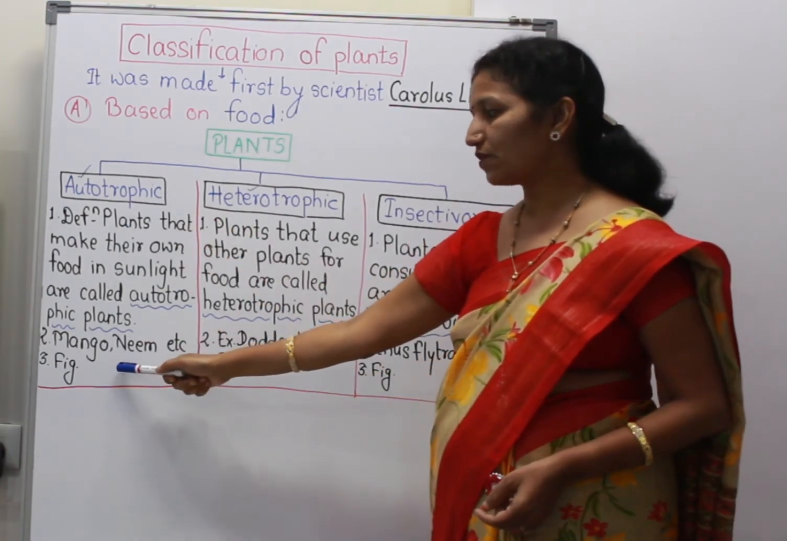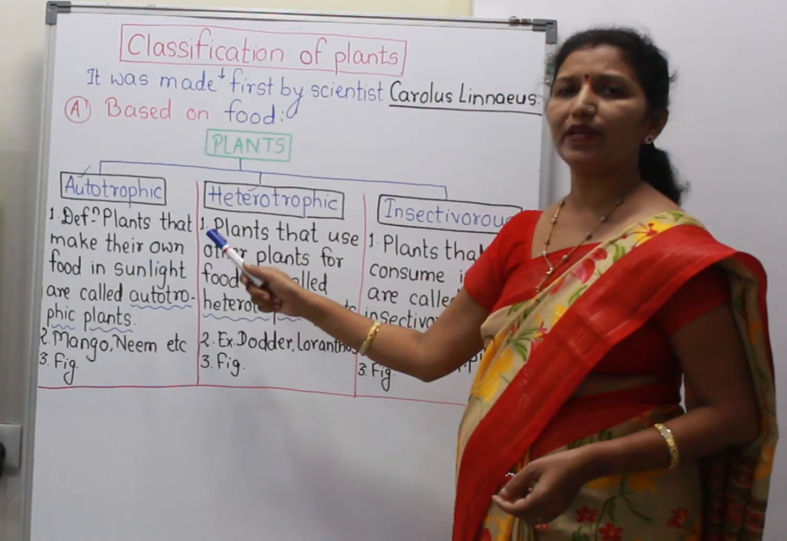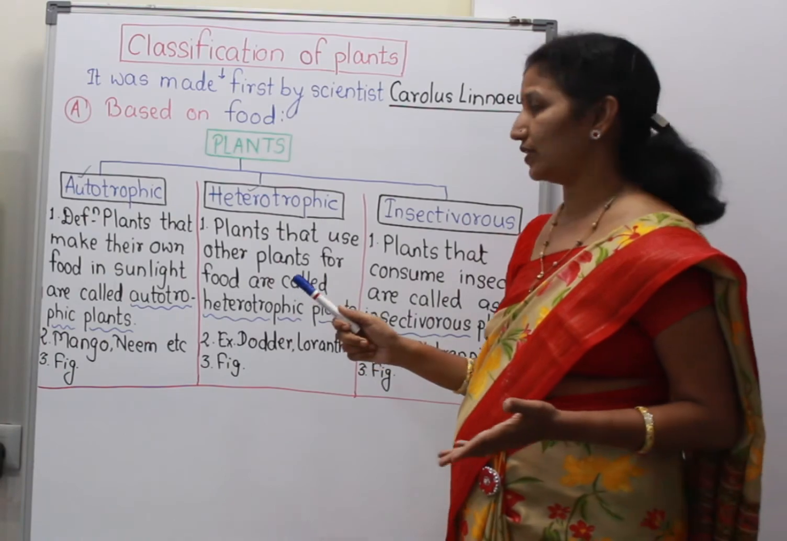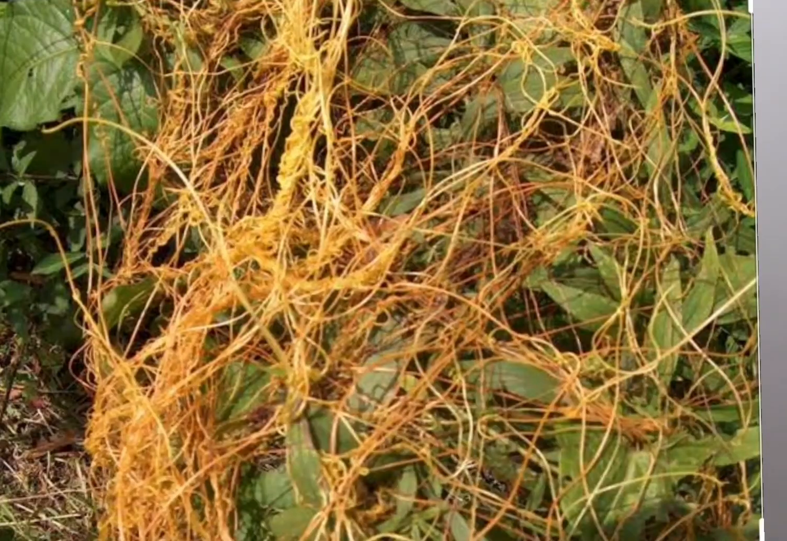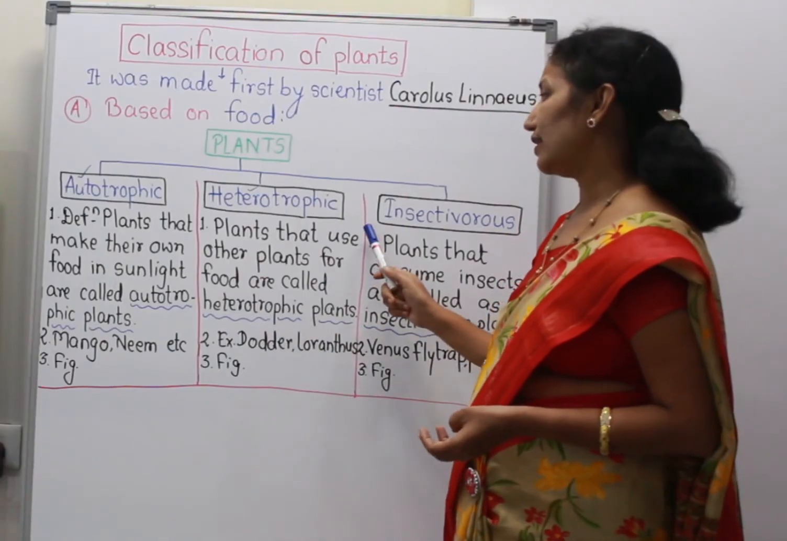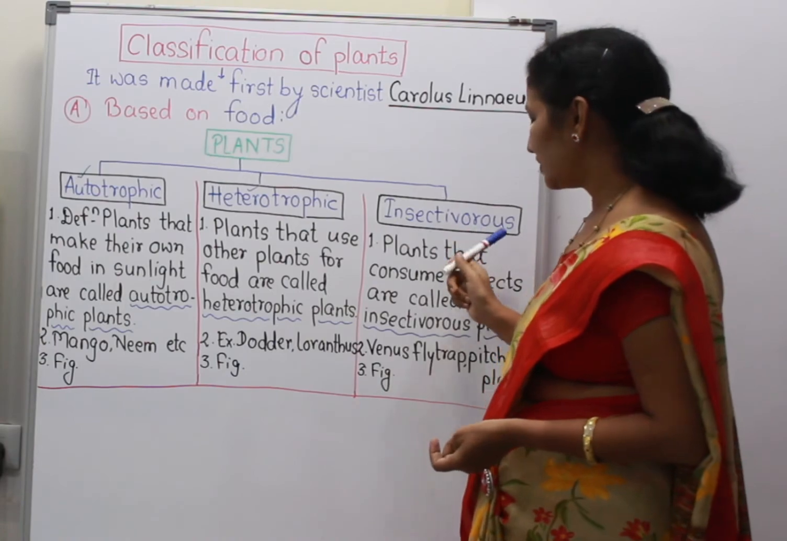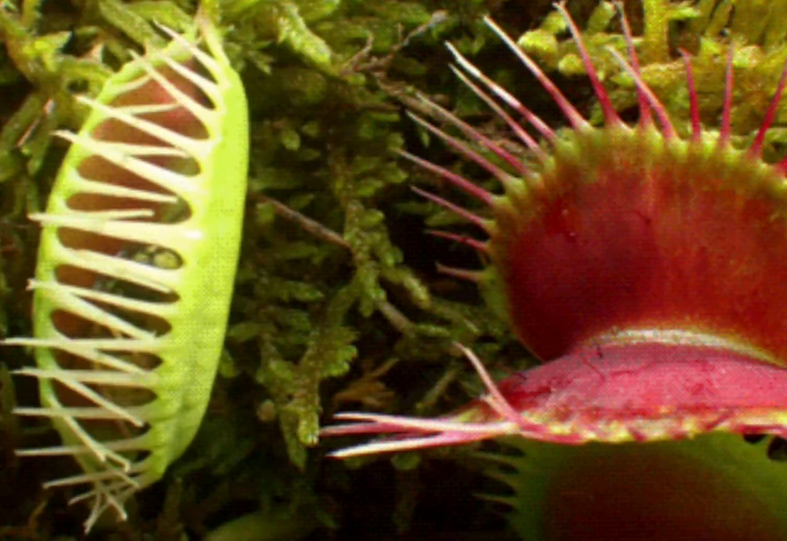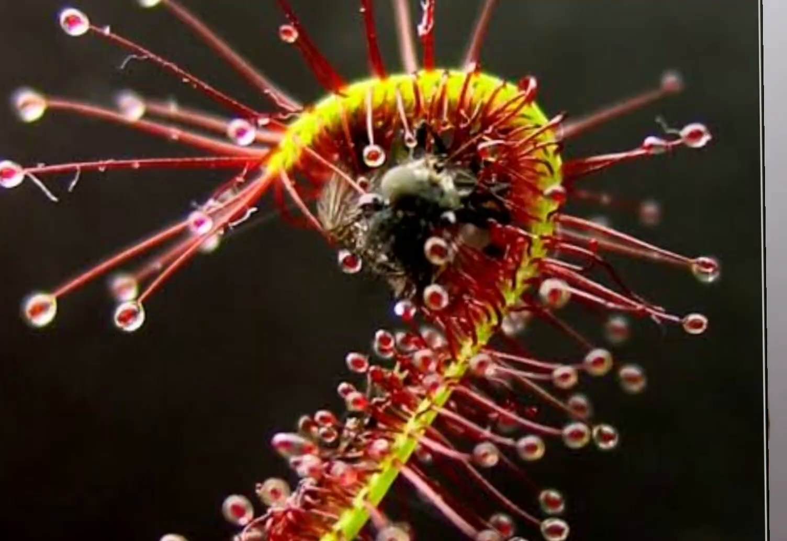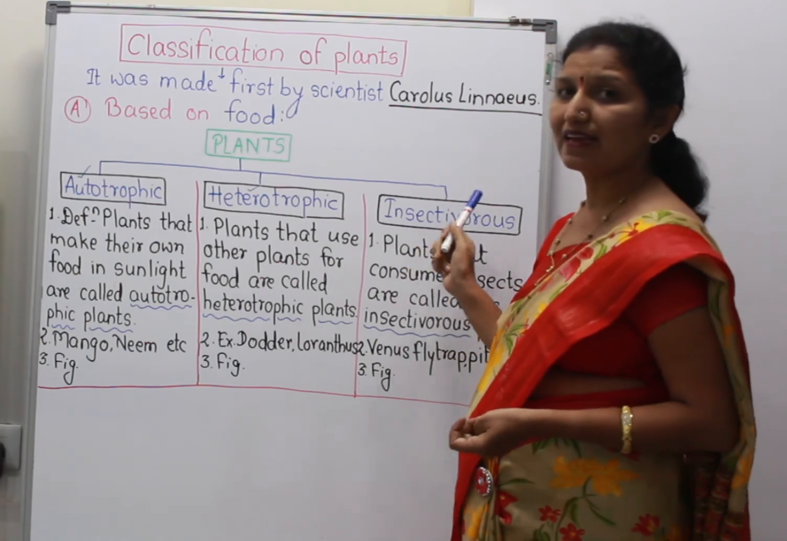Now the examples of autotrophic plants are mango, neem, banyan, periwinkle. There are millions of autotrophic plants in our surroundings. Heterotrophic: dodder, cuscuta, loranthus, then fungi. These are the examples of heterotrophic plants. And insectivorous plants are Venus flytrap, then pitcher plant, drosera or sundew. These are the examples of insectivorous plants.